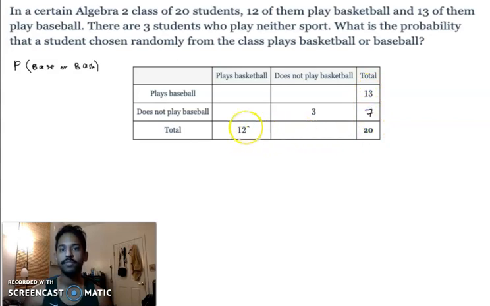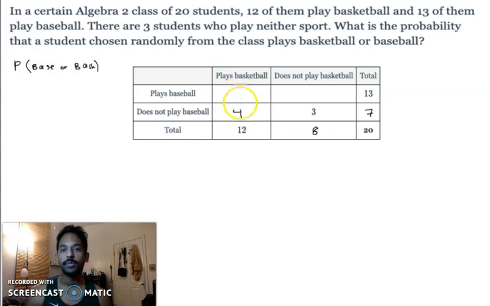Same goes here, 12 students play basketball. The other 8 students in the class do not play basketball. Now we can use these total boxes to help us figure out what the other missing ones are. Right here I see the total number of students that don't play baseball is 7. There's already 3 that also don't play basketball, so that means that there are 4 here.